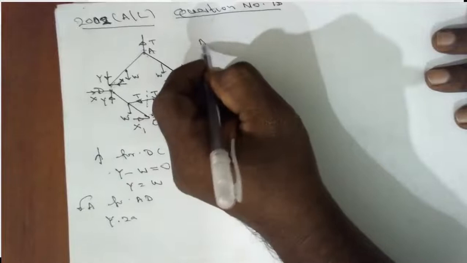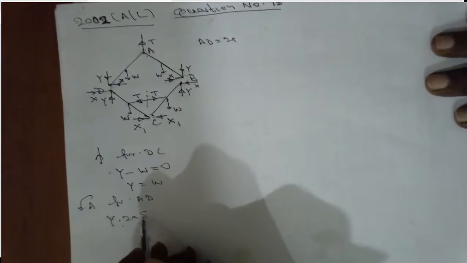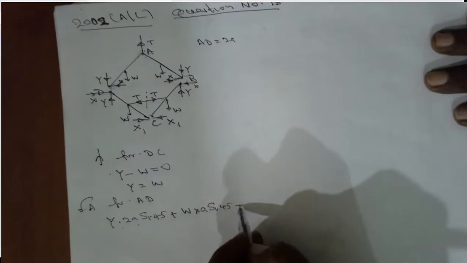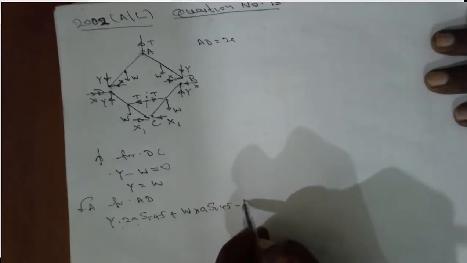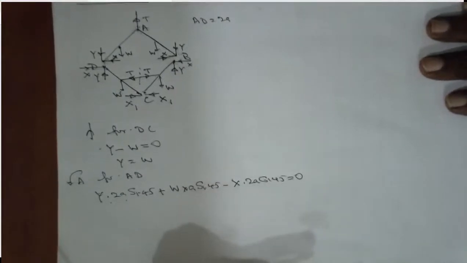Taking moments for rod AD, let the rod length AD equal 2a. Y and W turn it anti-clockwise, X turns it clockwise. So Y into 2a sin 45, plus W into a sin 45, minus X into 2a cos 45 equals 0.